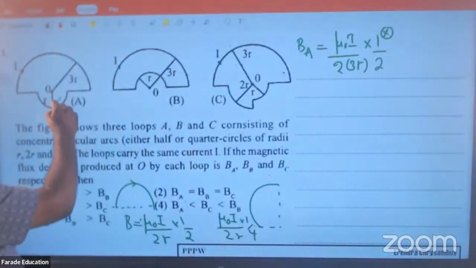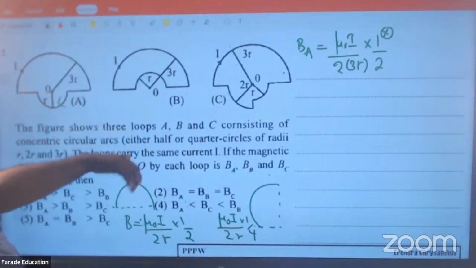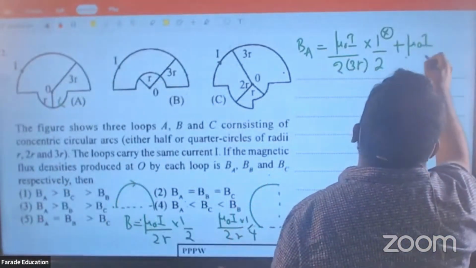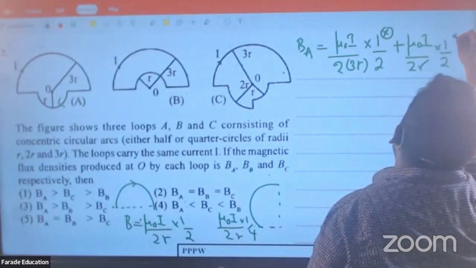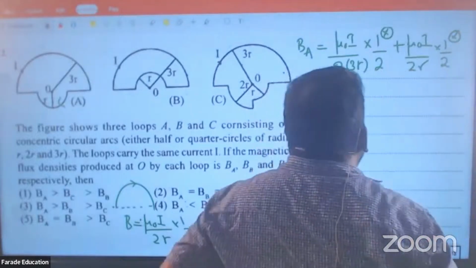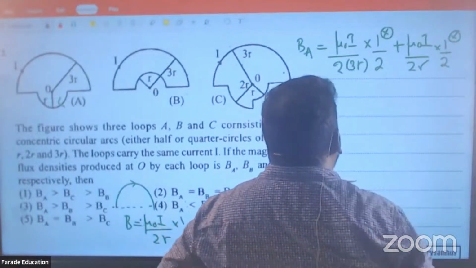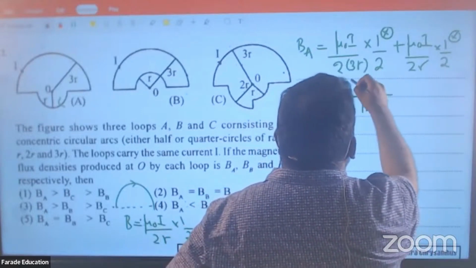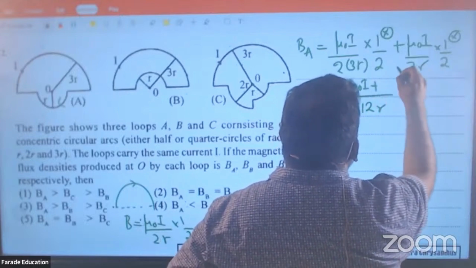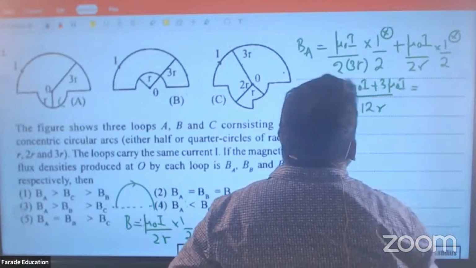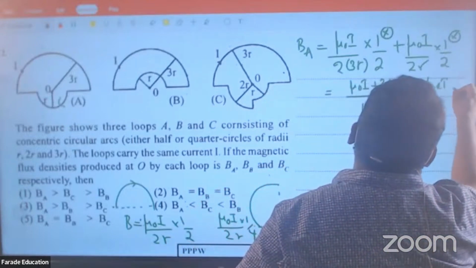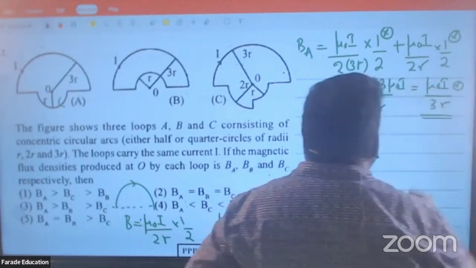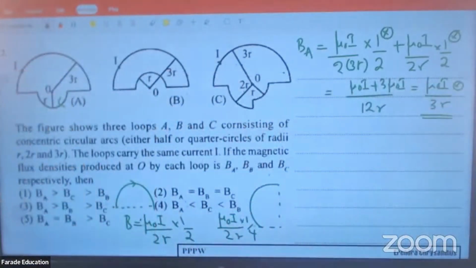Right. Now here also right hand rule, field inwards. Mu naught I divided by 2R, that's full circle. Half a circle, there you go, inwards. Simplify this carefully. 4 times 3, 12. 12R. Here 12R means mu I plus 3 times mu I. So that is mu I 4 divided by 12, 3R. Mu naught I divided by 3R. There you go.